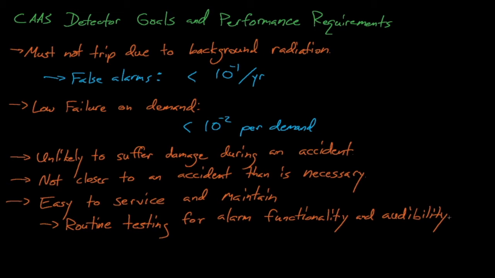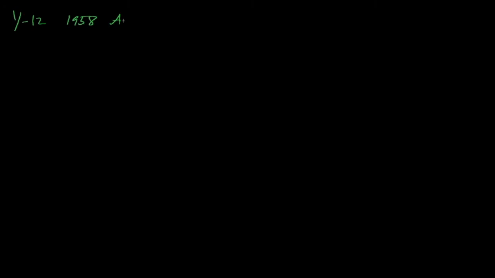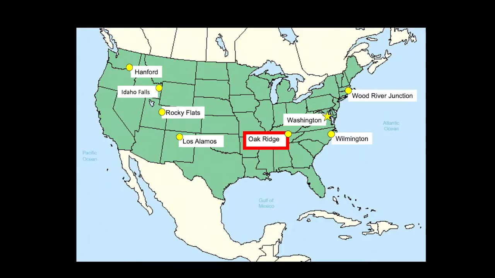CAAS alarms are generally considered to be a helpful safety mechanism during fissile material operations, and during the 1958 Y-12 criticality accident, CAAS alarms saved the life of at least one operator. The Y-12 National Security Complex in Oak Ridge, Tennessee, which is just outside of Knoxville, Tennessee, has historically enriched uranium and to this day fabricates HEU into different components.